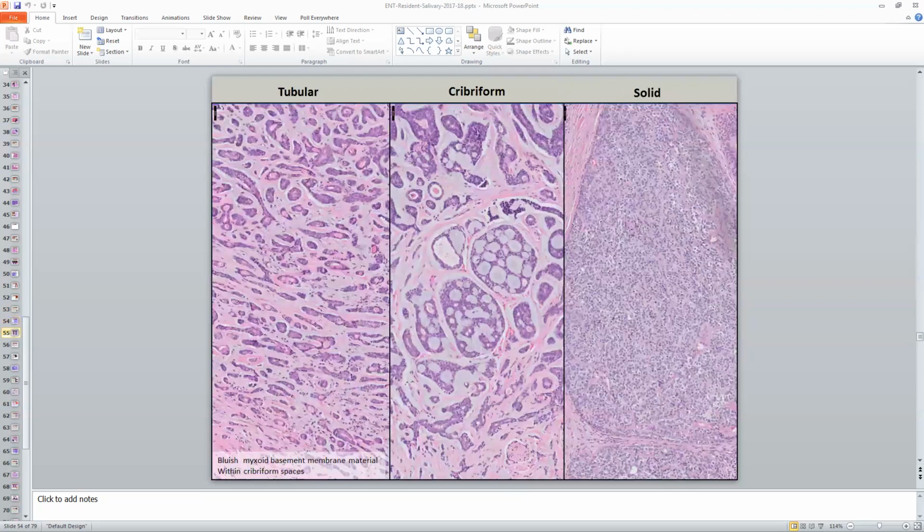For us, we look at the amount of tubules, the amount of these cribriform or sieve-like structures, and the amount of solid growth in order to help determine potential grades. So it's thought that the more solid it is, the worse, and the more tubular and cribriform it is, the lower.